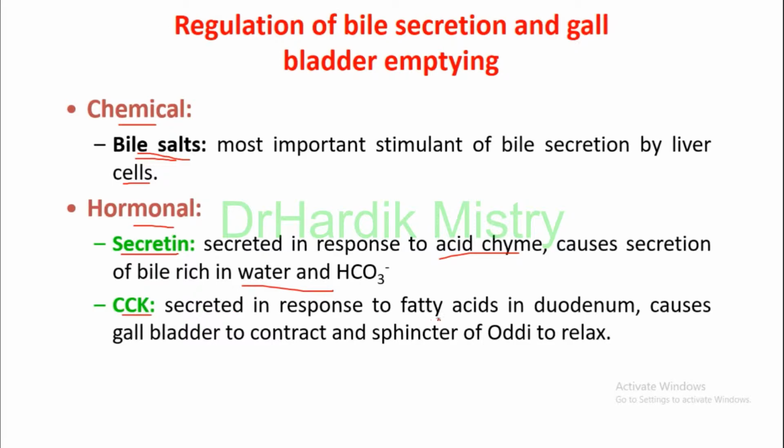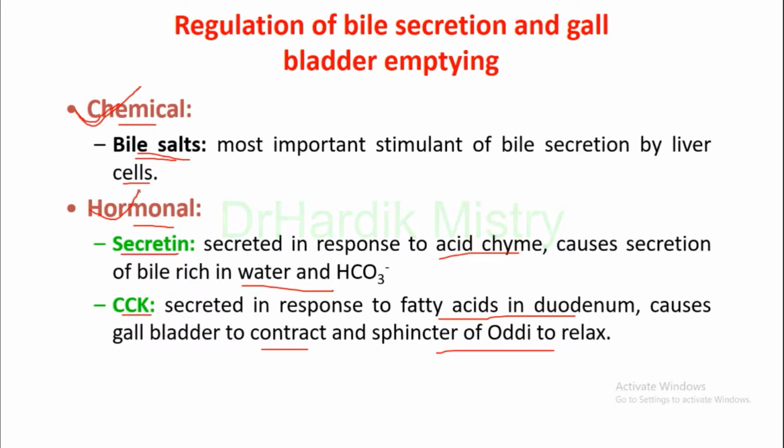Cholecystokinin is secreted in response to fatty acids in the duodenum. It causes the gallbladder to contract and the sphincter of Oddi to relax, so that the bile is released inside the duodenum. So this is the chemical regulation, the hormonal regulation of the bile secretion.